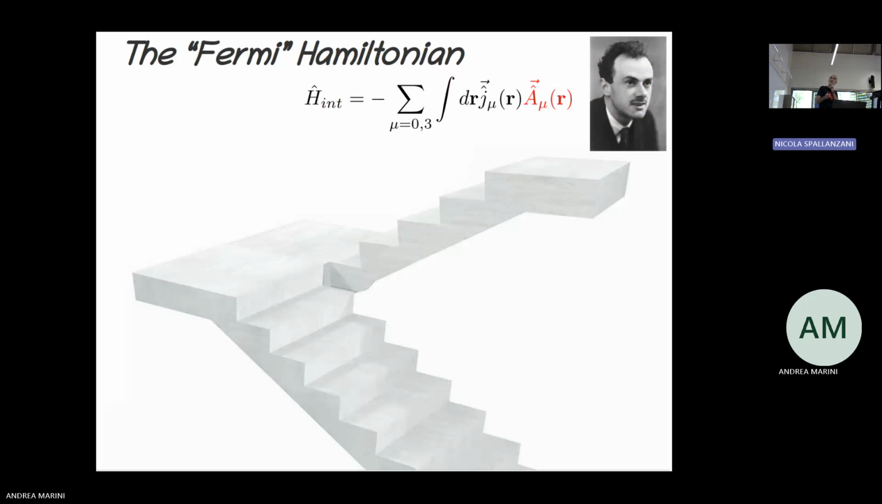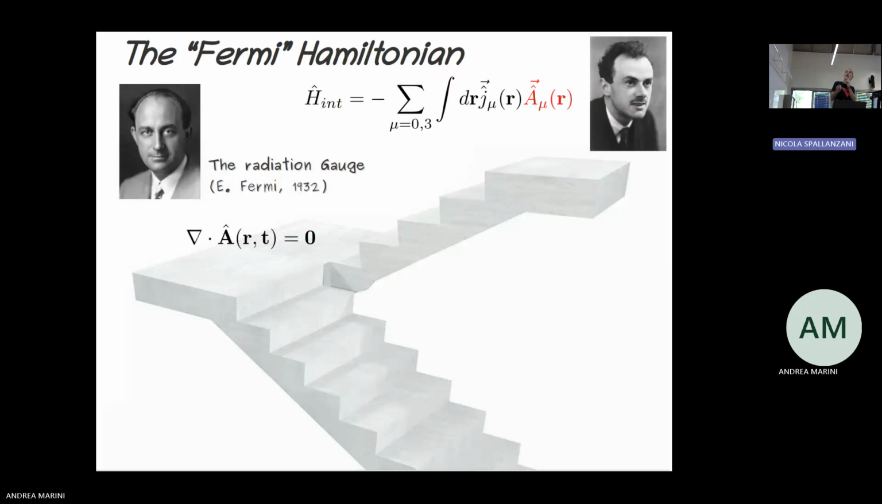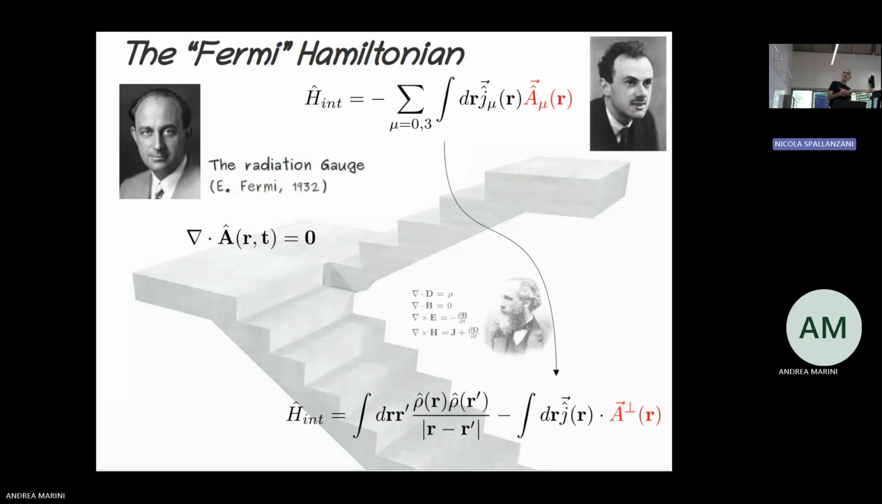Then actually there is a procedure that was introduced by Fermi in 1932. That is a way to rewrite this interaction in the Coulomb gauge. So you fix the gauge and then you manipulate. The manipulation that Fermi introduced is using Maxwell.